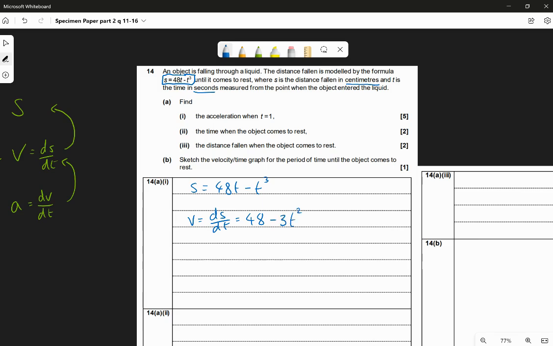That's the velocity, but I want the acceleration. Acceleration is the rate of change of velocity, so we have to differentiate this again. 48 differentiates to nothing. Minus 3t squared differentiates to minus 6t to the power of 1, or just minus 6t.